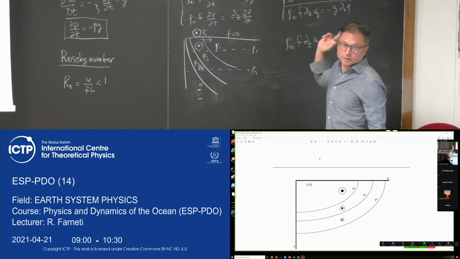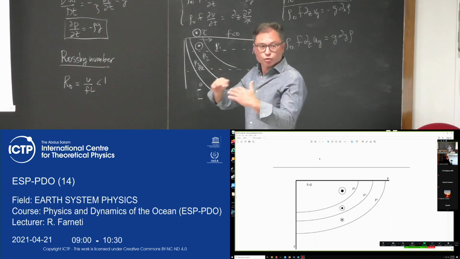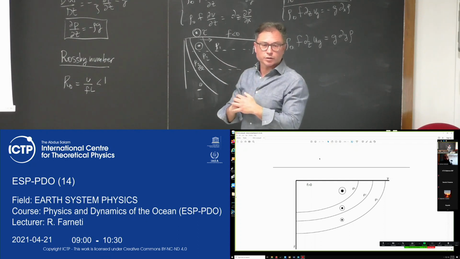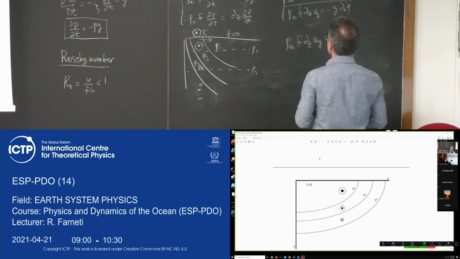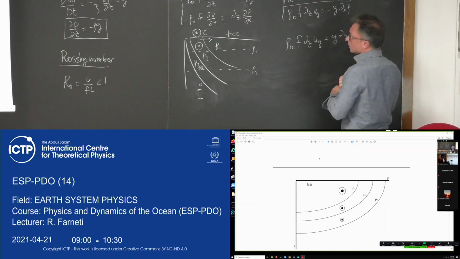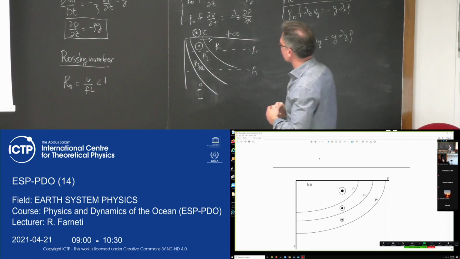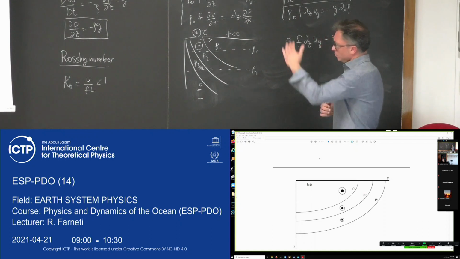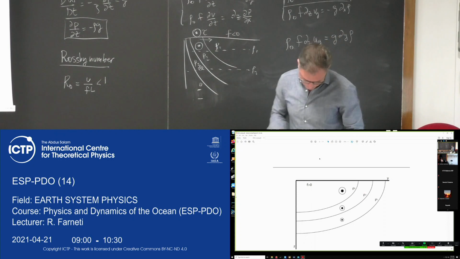But this is the baroclinic part. Okay? Then you have a baroclinic part, and then you have a barotropic part, which is independent of the vertical, and that requires a different measurement. But this is the baroclinic component of the geostrophic velocity. So baroclinic meaning that it depends on the density or on the vertical. Okay.